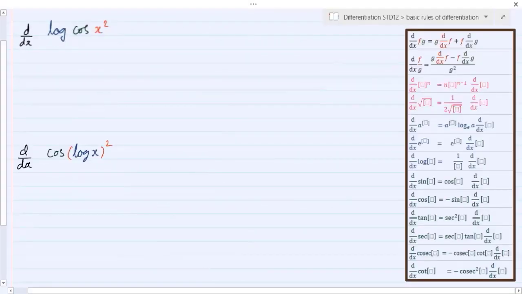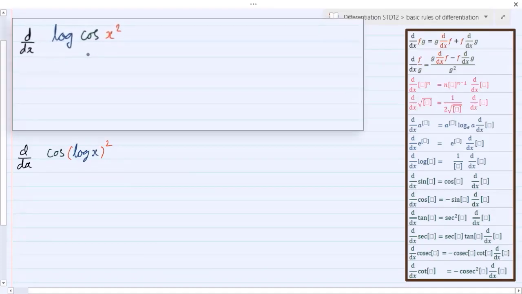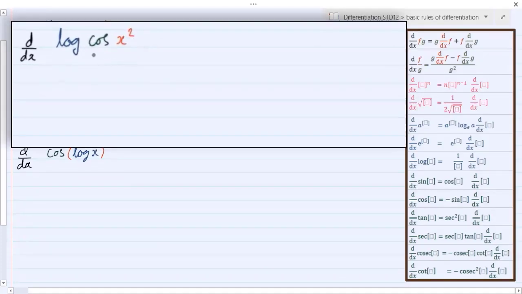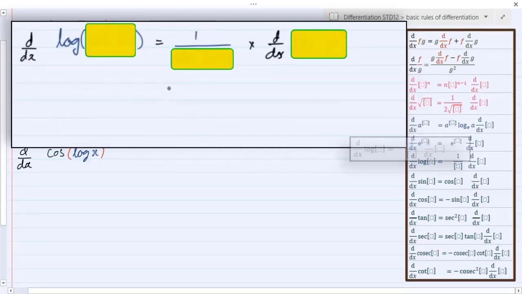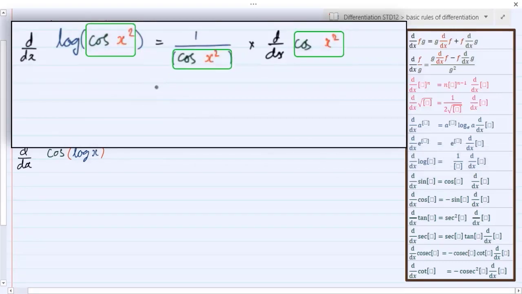Here we have to differentiate log (cos x square). We have three different functions and log is the outermost one. So the rest of the terms will be considered as an inner function, so it will be within the box. Now we just have to differentiate log box, which is 1 upon box into d by dx of box. Within the box we have cos x square. So now this 1 upon cos x square will be as it is.